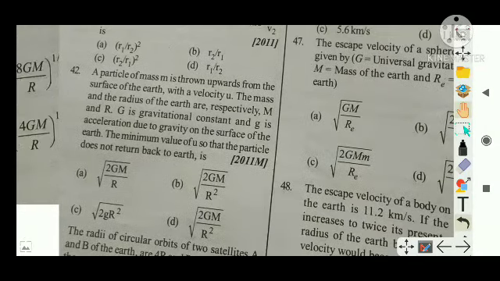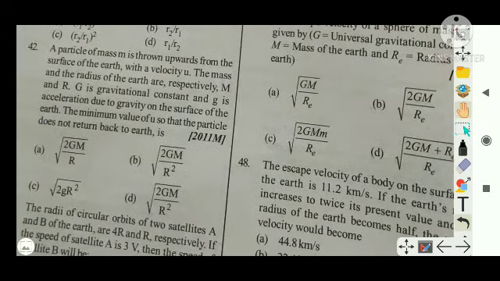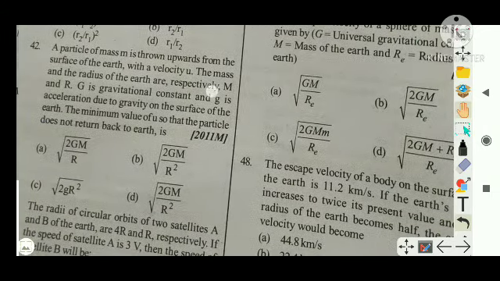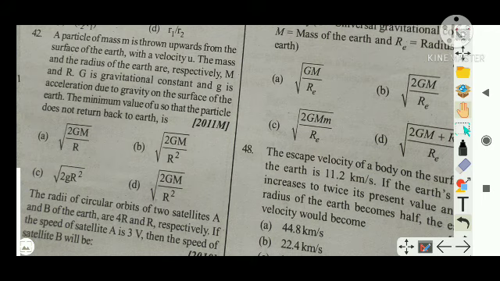See, a particle of mass m is thrown upwards from the surface of Earth with a velocity u. The mass and radius of Earth are respectively M and R. G is the gravitational constant, g is the acceleration due to gravity. The minimum value of u so that the particle does not return back to Earth. That is, you are asked what is escape velocity. Even if this much larger section has been given, the question is straight away asking the escape velocity.